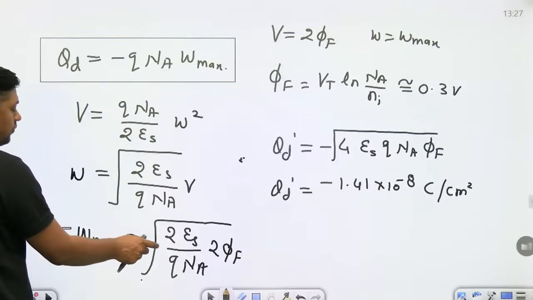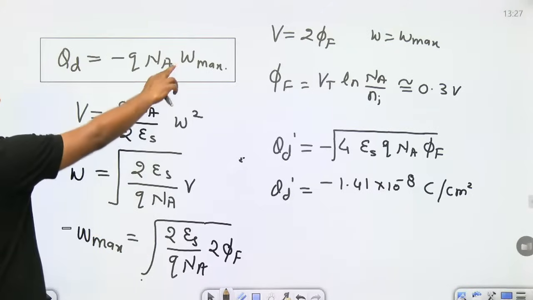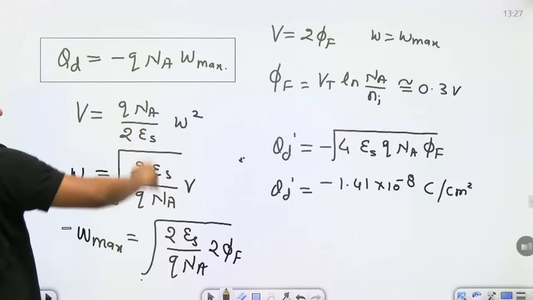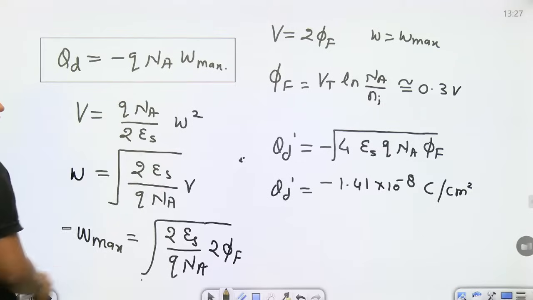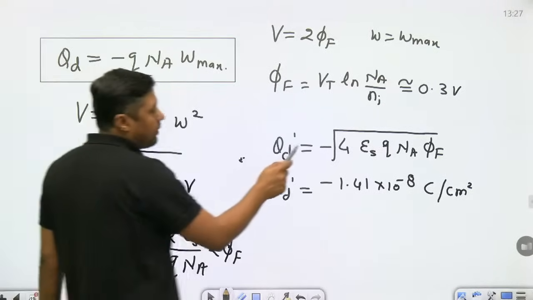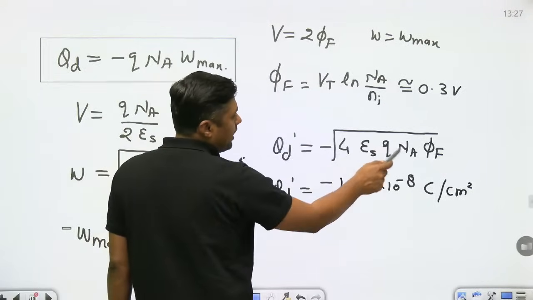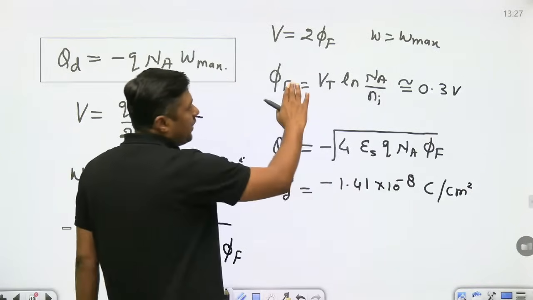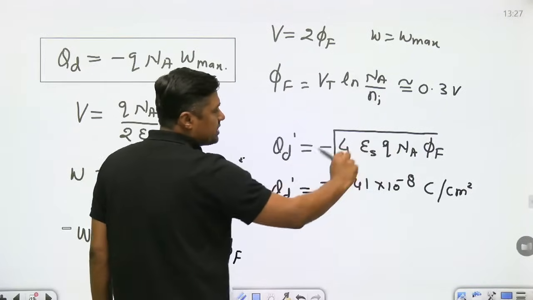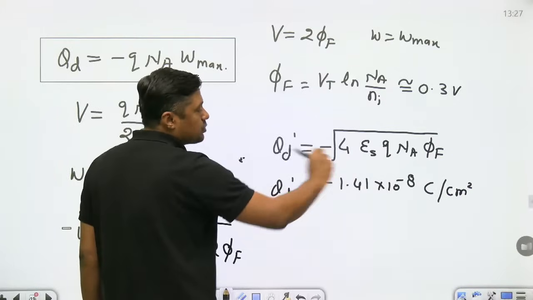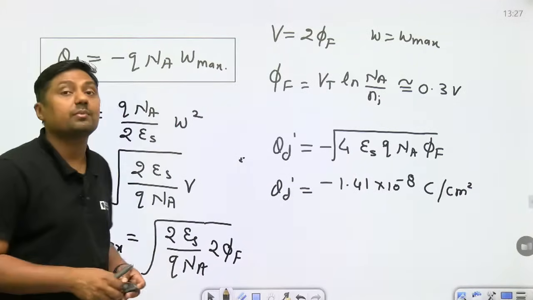Then this 2 phi f, same formula you have to put here. Then QNA cancels out, and finally you will get this final formula: minus of 4 epsilon s QNA phi f. Phi f, put the 0.3. Na is given in the question. Q you have the idea. Epsilon s is the permittivity of semiconductor.